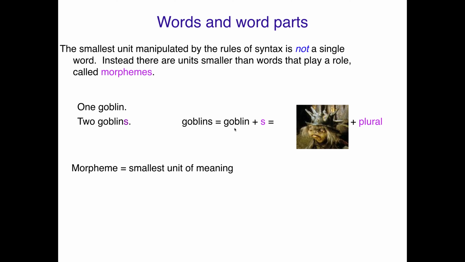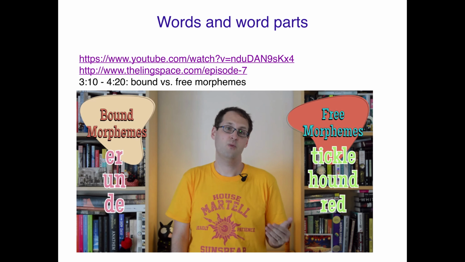There's the goblin morpheme, which actually can stand on its own, and then there's that S, which corresponds to something like more than one, or plural, right? And so that's why we talk about morphemes as being the units that get manipulated, because this is actually divisible into two meaning-bearing units. And first we're going to talk about some distinctions.